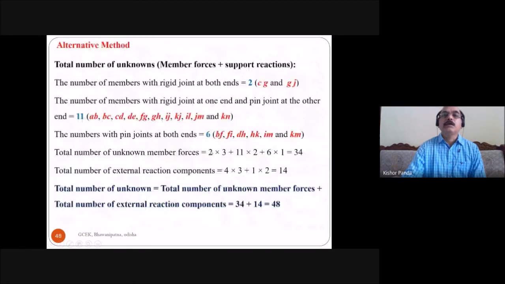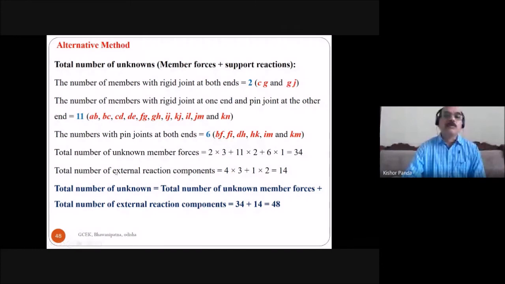Then here you put this one. 2 members rigidly connected, 2 into 3. And one end pin and another end rigid, so 11 into 2. And here both ends are pin jointed, so this is 6 into 1, because when both ends are pin connected, the number of unknown member forces is 1 from that table. So the total number of unknown member forces is 34.